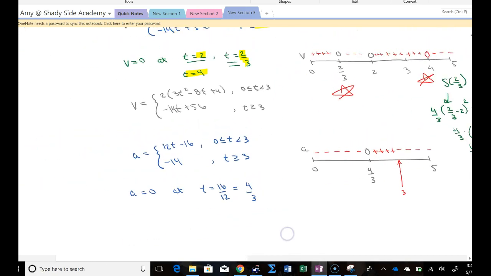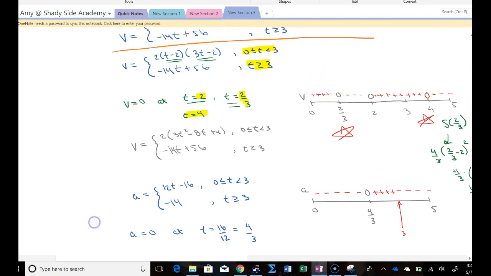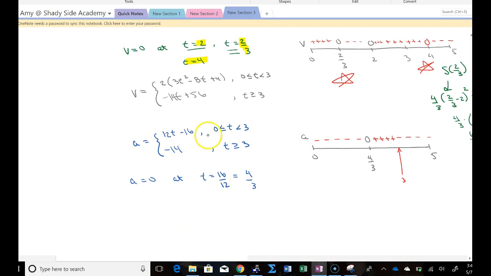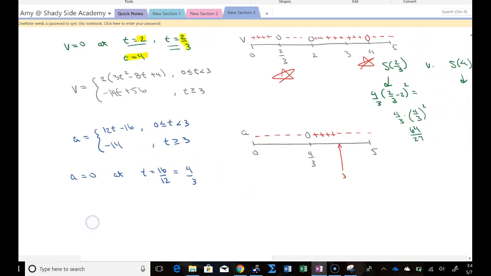All right, on to acceleration. Here's my acceleration. Look what I did. When I took the velocity, I multiplied the velocity all out, knowing that I have to take the derivative. When I take that derivative, here's A. A is going to be 12t minus 16. A is going to be negative 14. That's interesting. Looking at that first piece of the acceleration, A will equal 0 when t equals 4/3. And I'm noticing that from 3 on, acceleration is always negative.